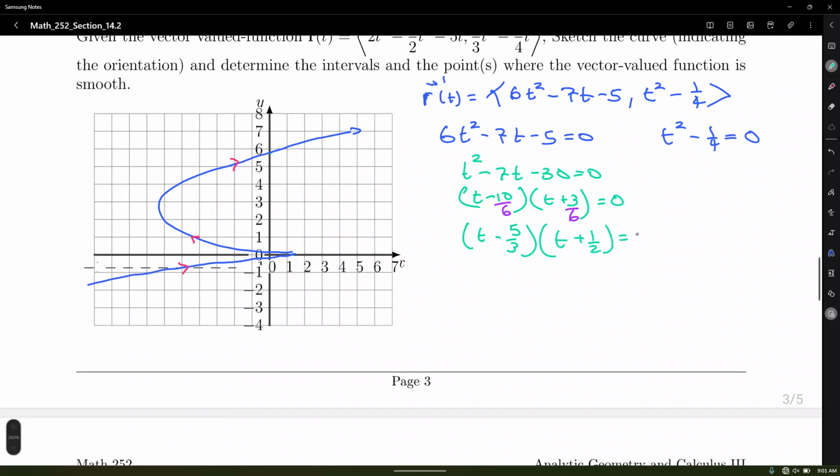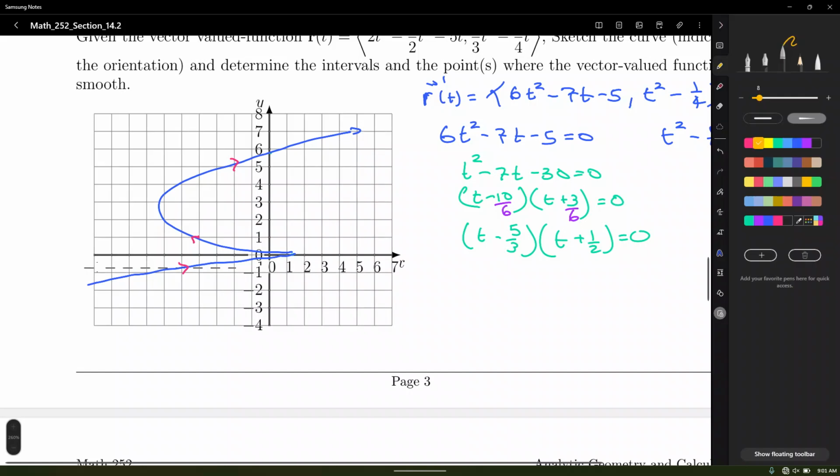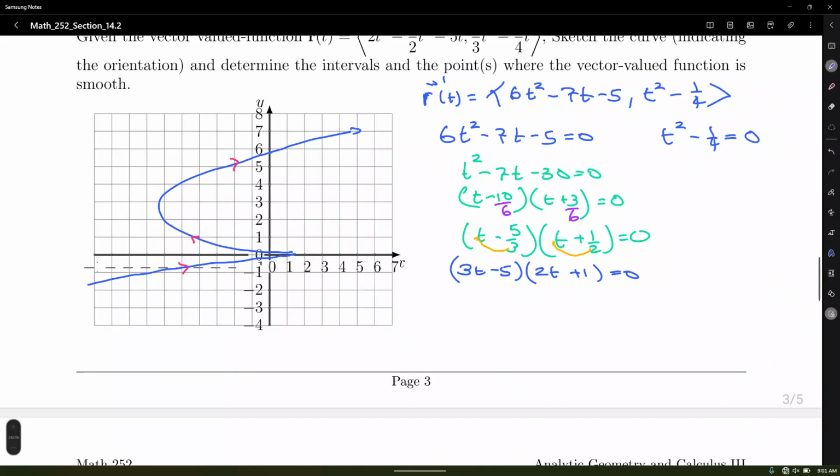Well, we're still getting fractions. So this is what we do. I'm going to move this denominator to multiply with t. These two multiply with t. That's going to give us the equation 3t minus 5 times 2t plus 1 equals 0. And then you should be able to use the zero product property. That is 3t minus 5 equals 0 and 2t plus 1 equals 0. That means t equals 5/3 and t equals negative 1/2.